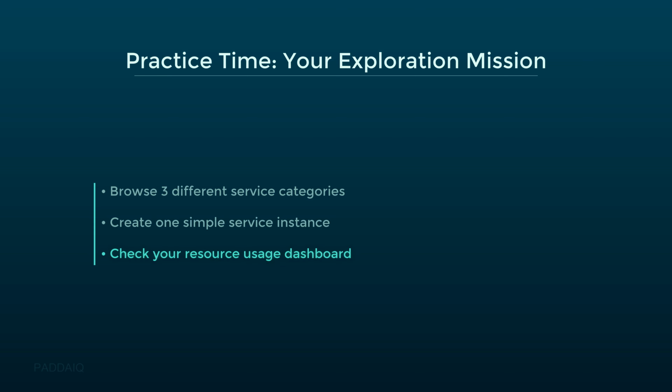Check your resource usage dashboard. This shows your current consumption of BTP services like memory and storage, similar to checking a car's fuel gauge. For example, you might see your development environment is using 70% of its memory allocation. Monitoring this helps avoid unexpected service interruptions.